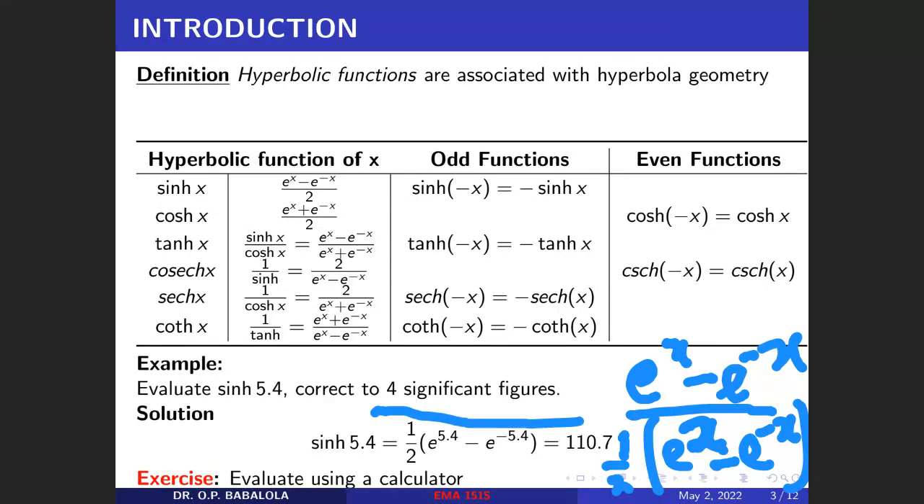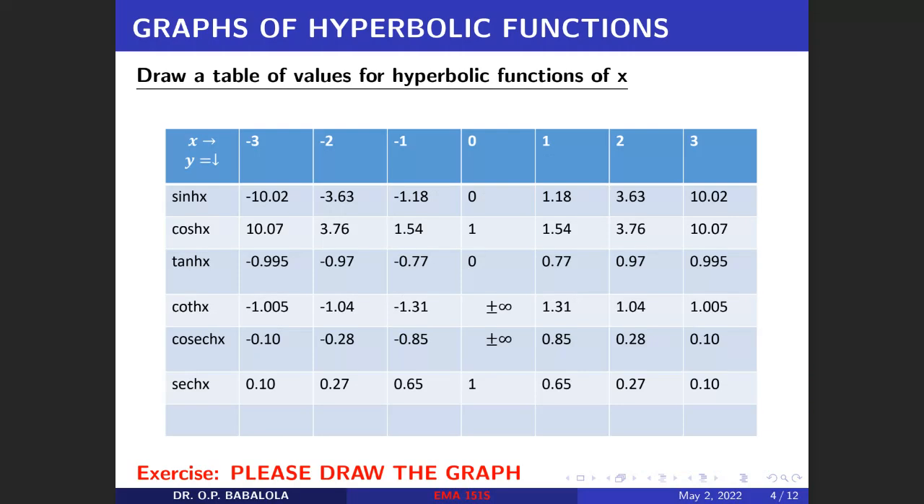If I say decimal places, that is different from significant figures, okay? Please don't confuse that. So I believe everyone understands now. And here is the table which we need to sketch our graph, the hyperbolic function graph, okay?